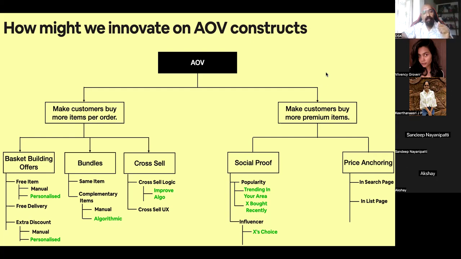Making customers buy more items per order, and making customers buy more premium items. Now, the question then becomes, what are some techniques that can be utilized for it? So we've already seen that basket building is a capability available. We've seen that bundling works. We see that cross-sell works. Now, the question that I ask myself is, well, all of these exist. What can I do to make this 10x better?